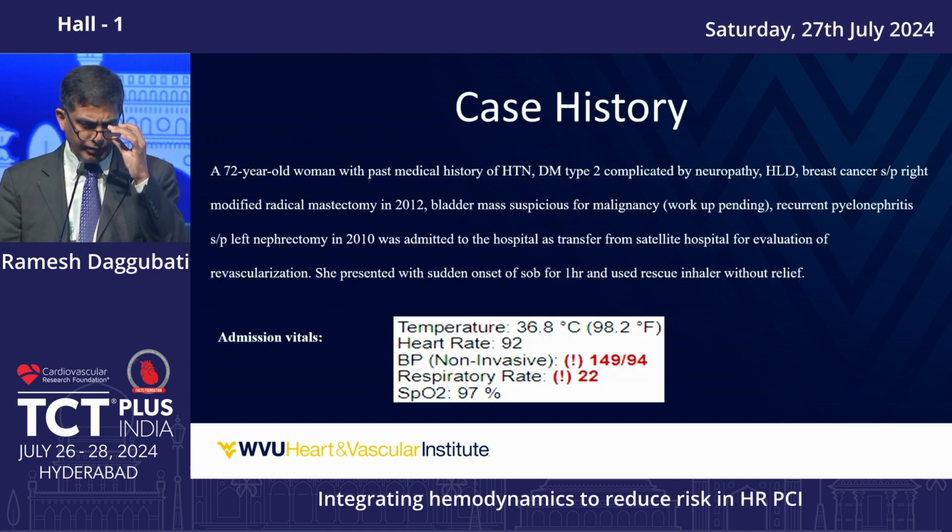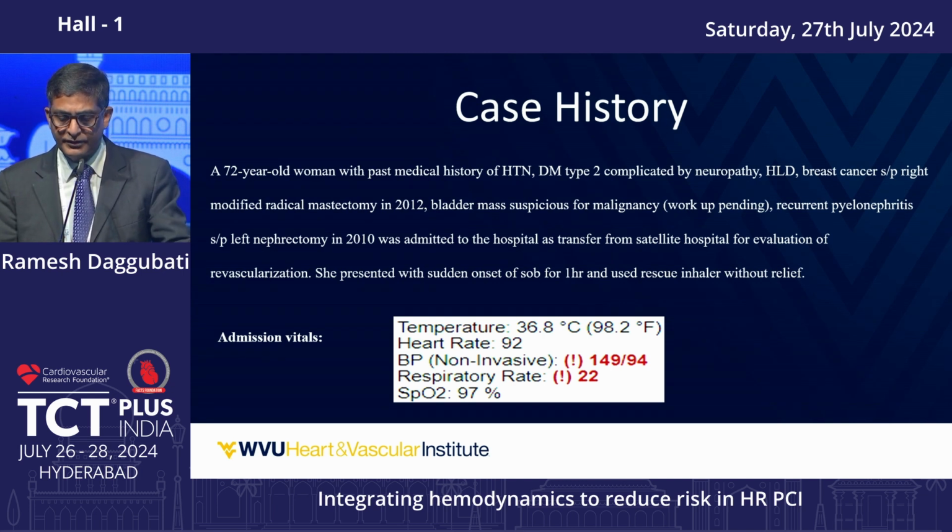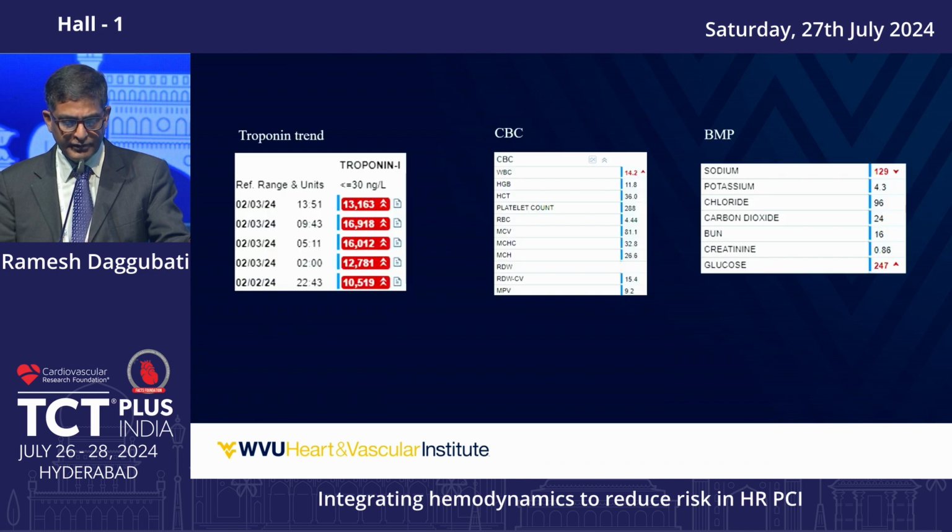Let's start with the case history. A 72-year-old woman with past medical history of hypertension, diabetes, hyperlipidemia, breast cancer, and surgery was admitted to the satellite hospital for evaluation of revascularization and presented with a sudden onset of shortness of breath for 1 hour, and used rescue inhalers without relief. Blood pressure 149/94, respiratory rate 22, heart rate 92, and saturation 97%.